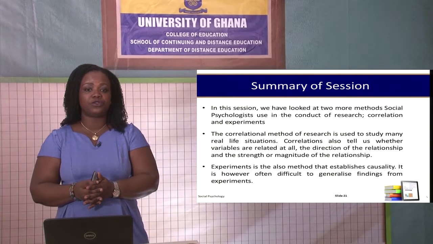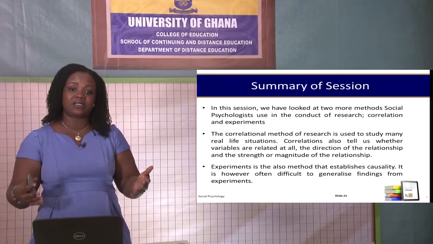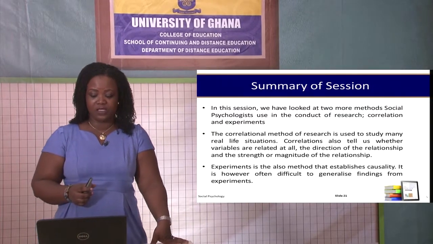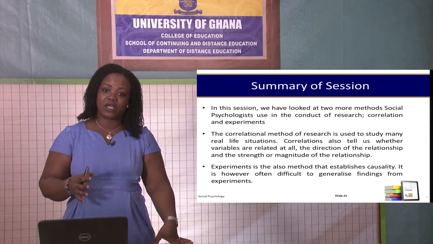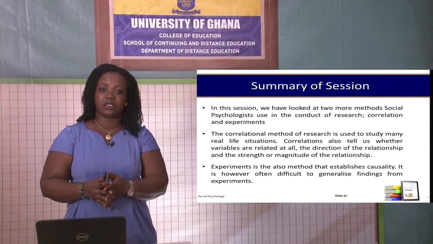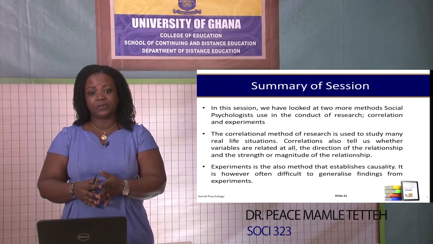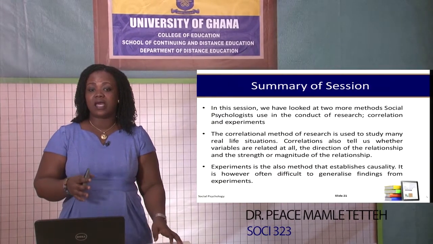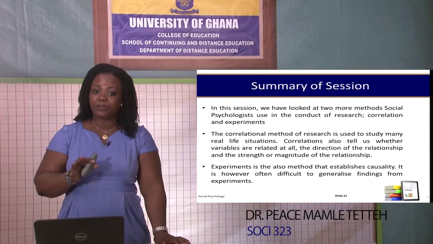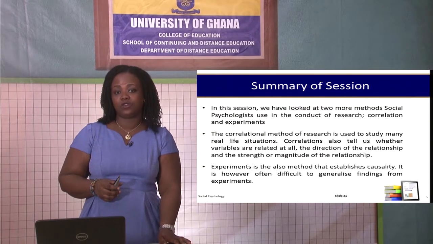I would encourage you to read the literature to know the various things you can study using either of these methods. And this is the final session on our methods. So in sum, we are saying that as a social psychologist, you can use the correlation method, the experimental method, the survey, the archival method, the ethnographic method, and the observation method, depending on what behavior you are seeking to understand.